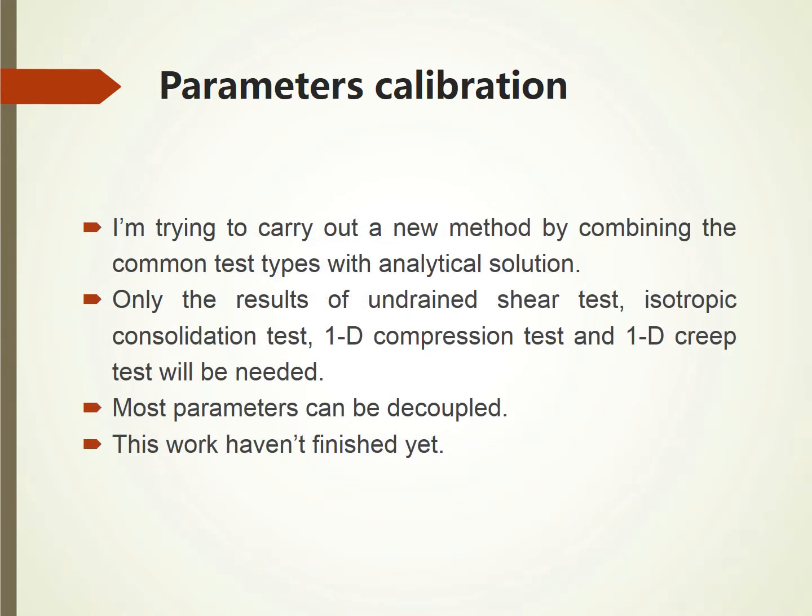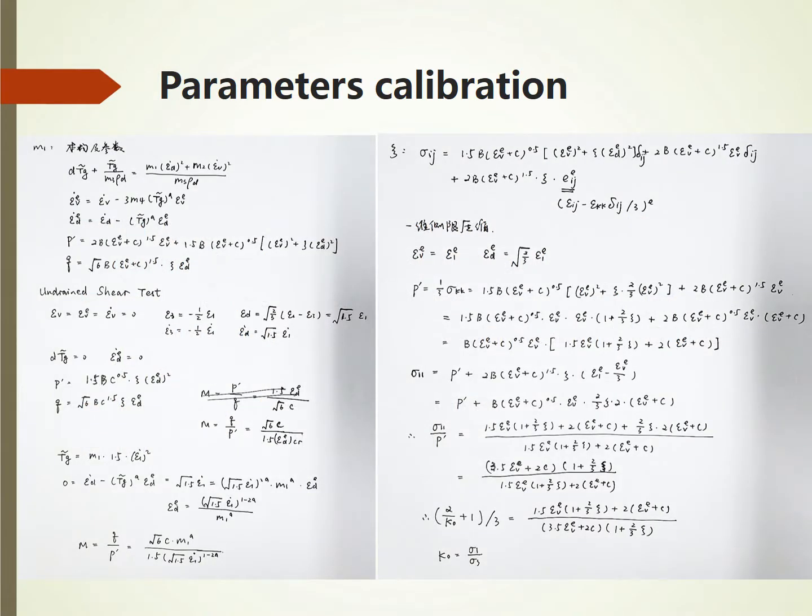I'm trying to carry out a new method by combining the common test types with analytical solution. Only the results of the triaxial shear test, isotropic consolidation test, 1D compression test and 1D creep test will be needed. Most parameters can be decoupled, and this work hasn't finished yet. I will keep working on it. Here are some equations for my method.